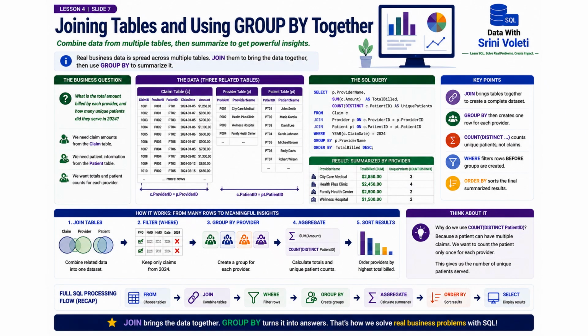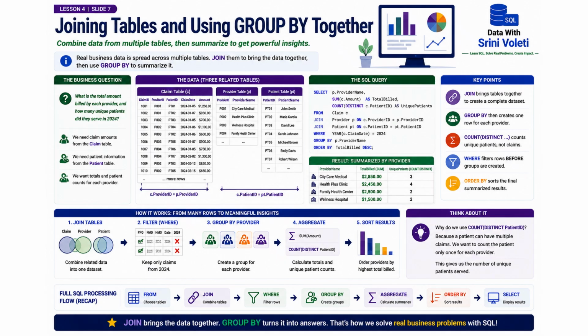Joining tables and using group by together. Up to this point, we have learned two important skills. First, we learned how join combines information from multiple tables. Then we learned how group by summarizes data into meaningful groups. Now we are going to combine both techniques in one query. This is exactly how SQL is used in the real world.